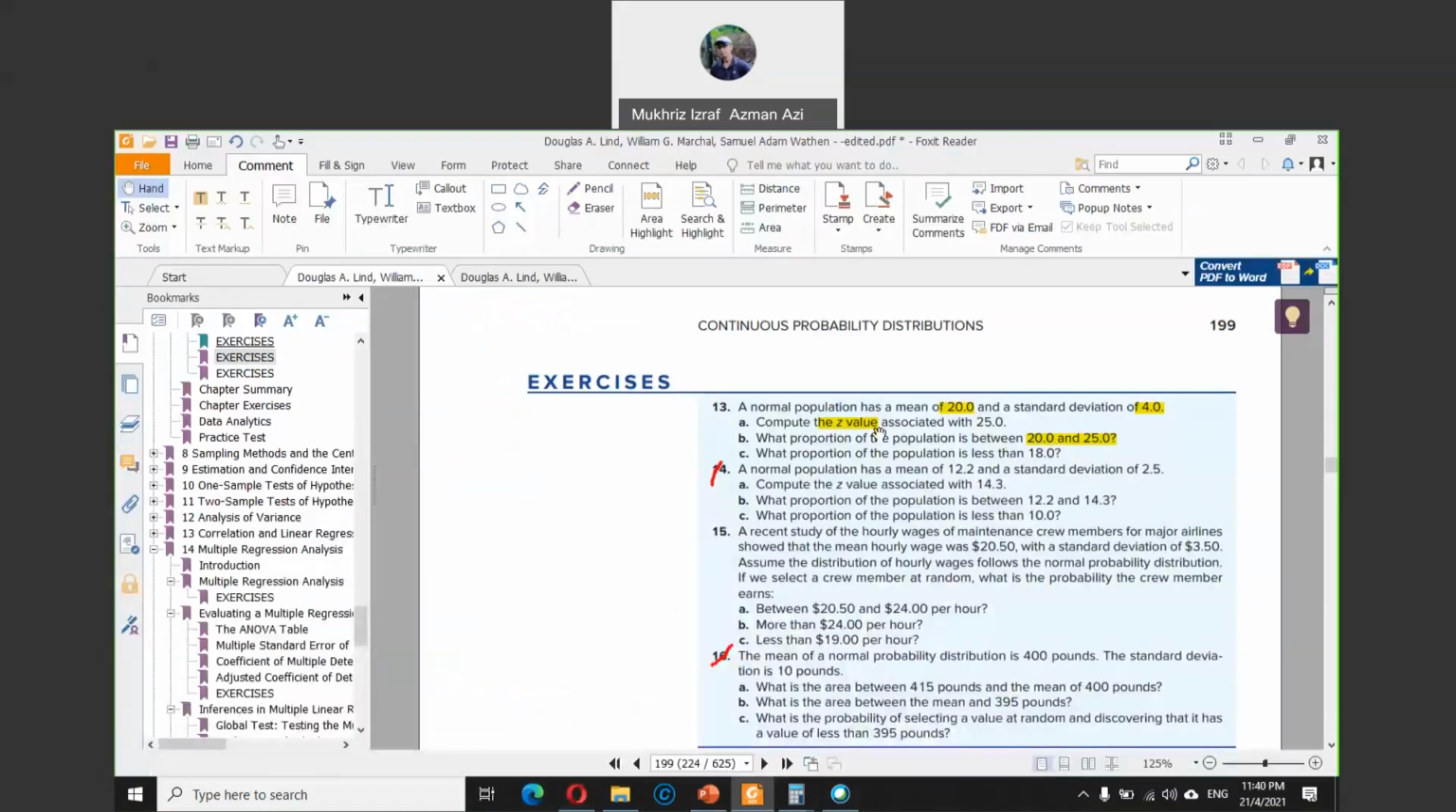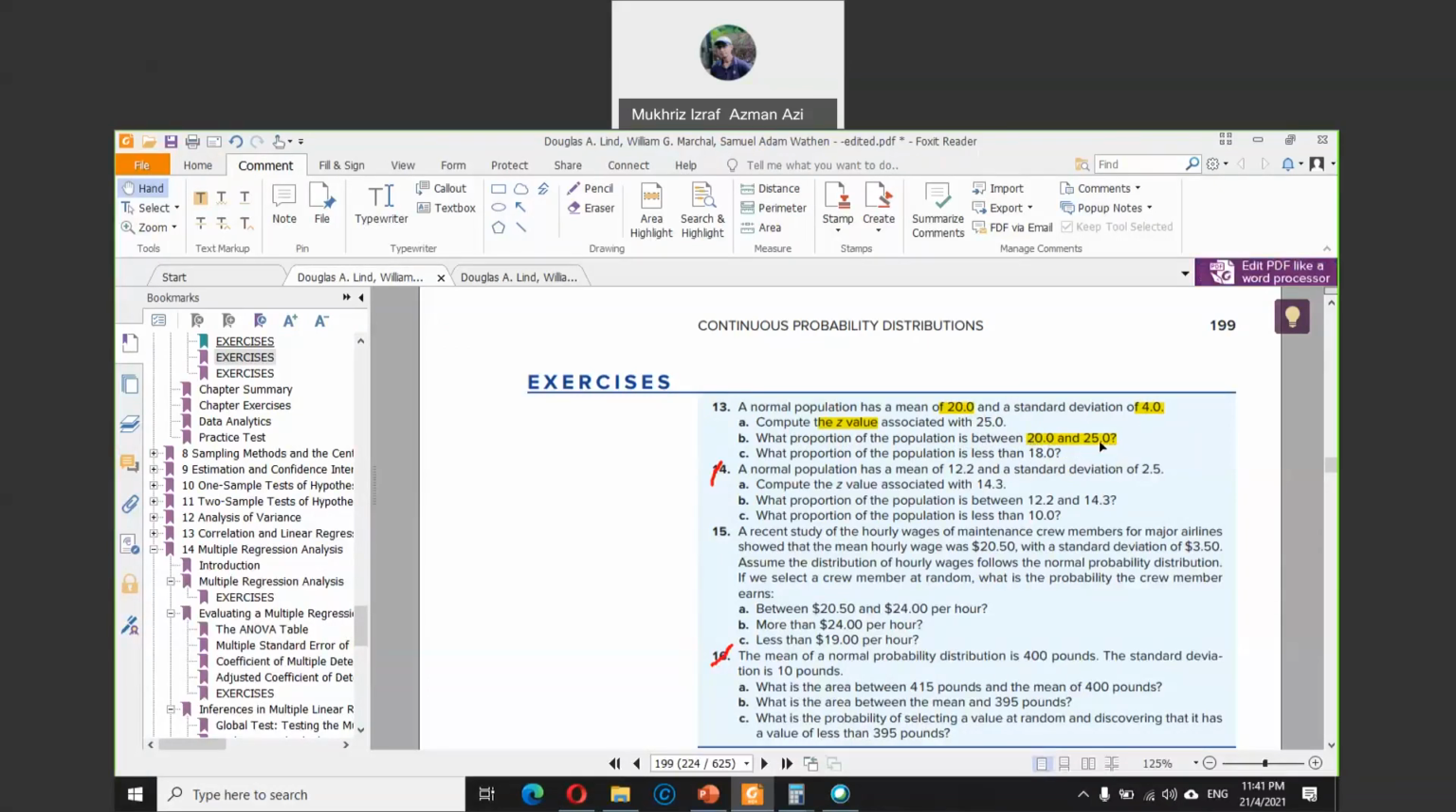So what is the proportion of the population between 20 and 25? When x is 20, we know that 20 minus mu, 20 minus 20, is already 0. So the Z value for 20 will be 0. No need to calculate, you can figure this one in your head. x minus mu over sigma, so 20 minus 20 divided by 4, you will get 0 here.